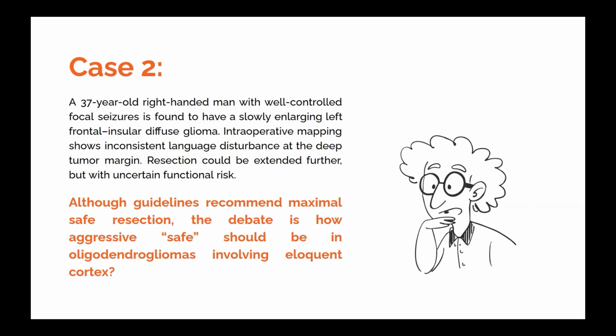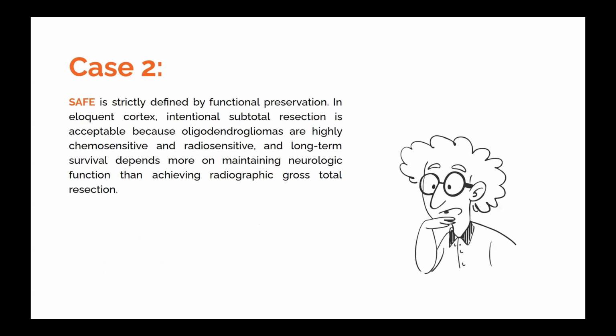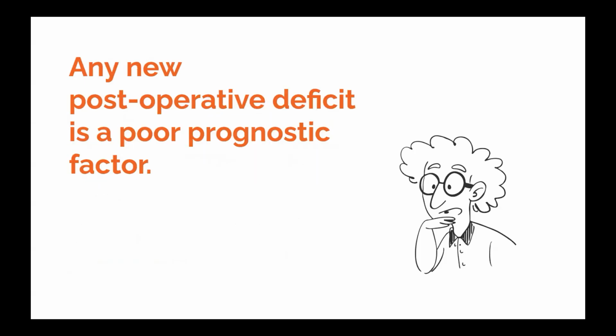Yes, ma'am. We definitely save the eloquent cortex because the neurological deficit was very worst after the surgery. Yeah, safe is most definitely defined by functional preservation, and more so in oligodendrogliomas because these tumors are chemosensitive and radiosensitive. So even if we leave certain stuff behind, we still can go back with the adjuvant therapy and get it under control. Any new post-op deficit is a poor prognostic factor.